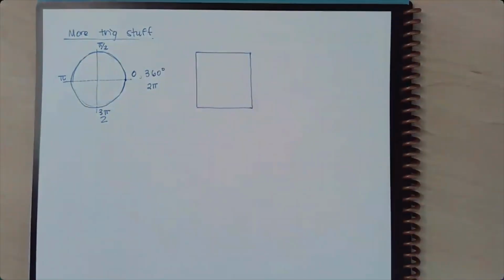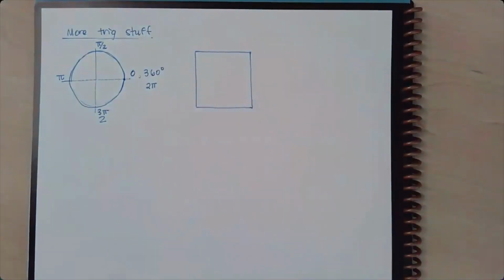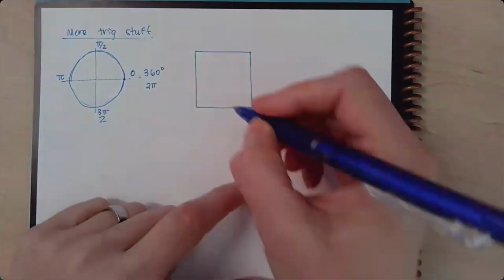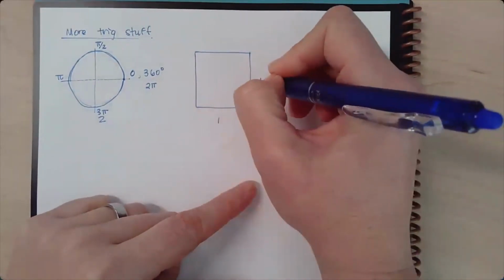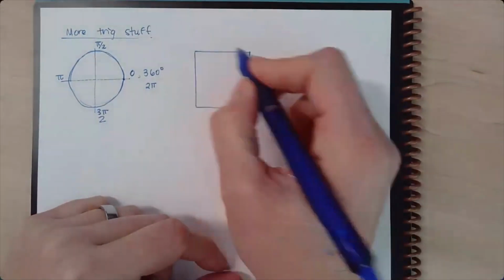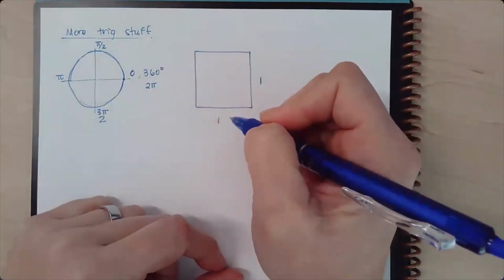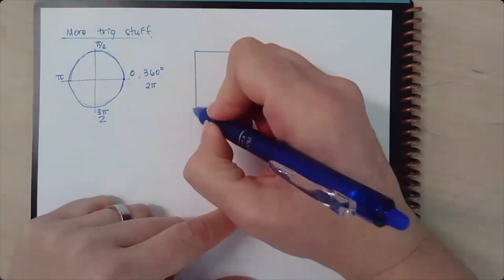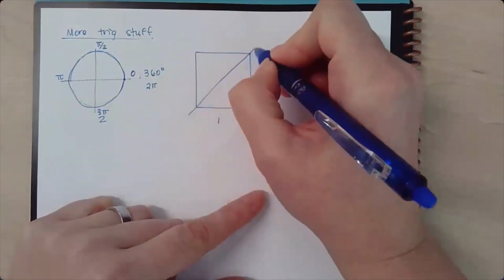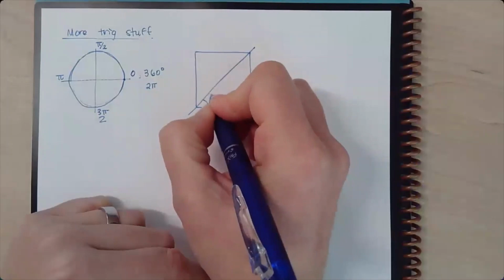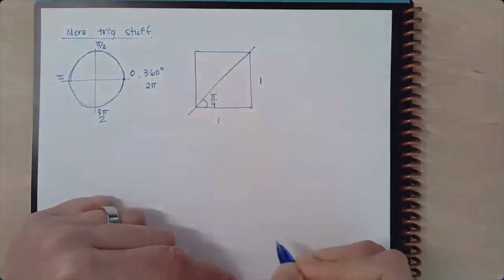That's a square. How big should the sides of my square be? It doesn't actually matter to me. Cool, how about 1? We'll keep it simple, keep our numbers small. So if the sides of my square are 1, and because it's a square, all those interior angles are 90 degrees or pi over 2. When I cut this in half, now that angle is going to be pi over 4.